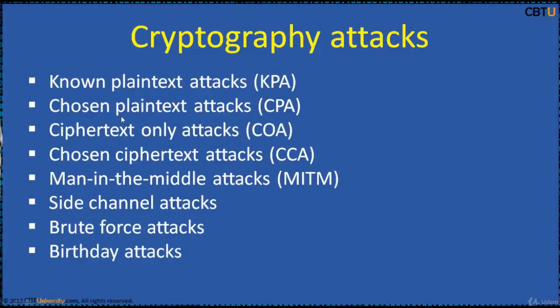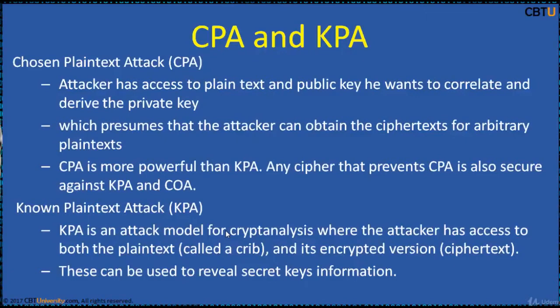These are some of the cryptography attacks: KPA, CPA, and we are going to know about these. Chosen plain text attack, CPA. In this, the attacker has access to plain text and public key. He wants to correlate and derive the private key, which assumes that the attacker can obtain the cipher text for arbitrary plain text. CPA is more powerful than KPA because the attacker can obtain many pairs of plain text and cipher text instead of only one pair, and therefore has more data for cryptanalysis.